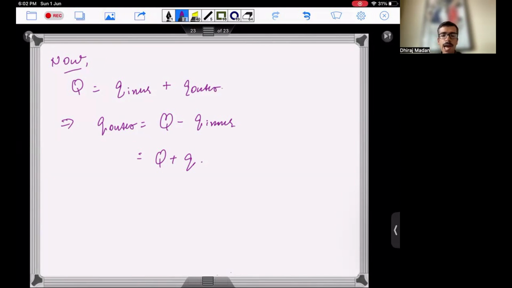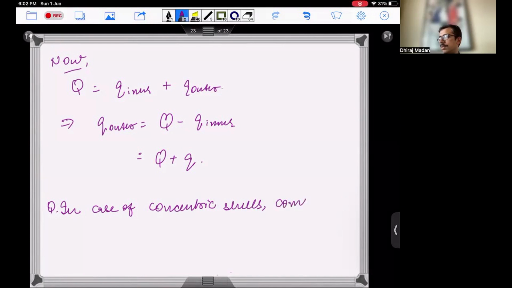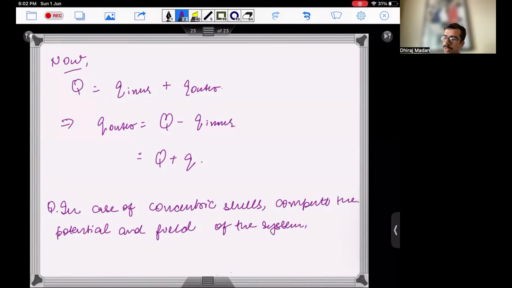Okay. And so basically now I'll leave you with a question. So the question is that in case of concentric shells, compute the potential and field of the system, right? Of the full system, both inside and outside the cavity.